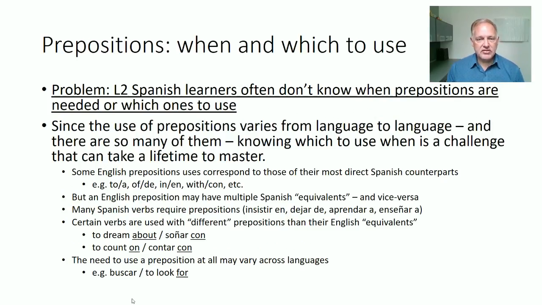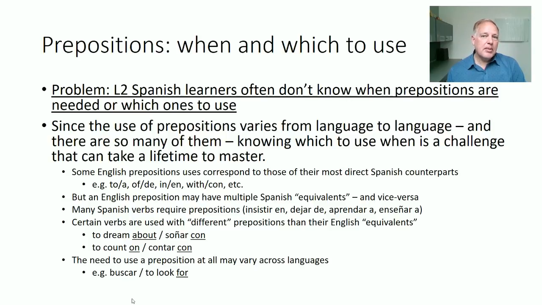Moving on to prepositions, an extremely problematic area. The words are simple, words like a, con, de, en, por, para, cerca de. The problem is knowing when to use them. So Spanish learners often don't know when prepositions are needed or which ones to use for that matter.